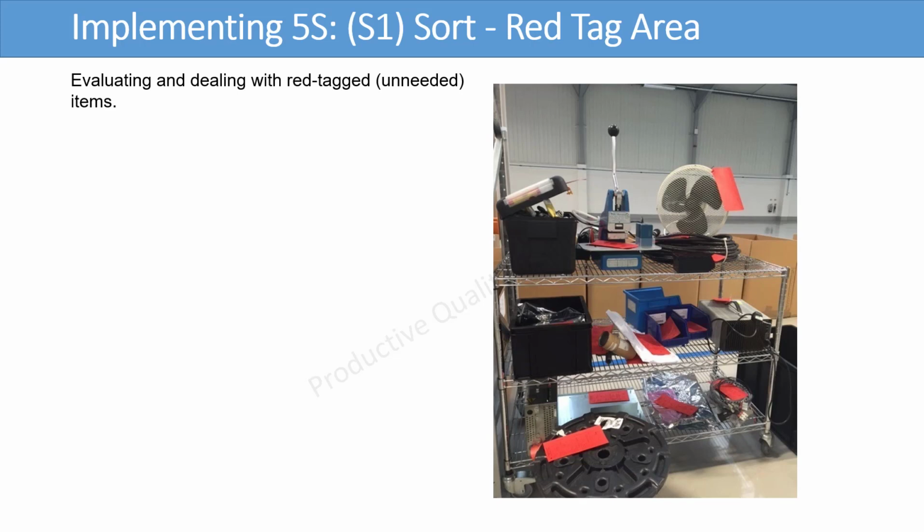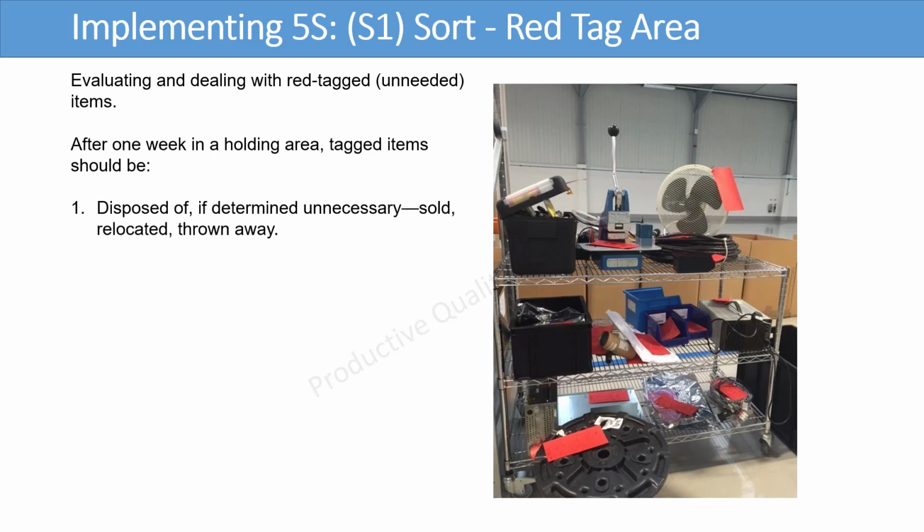Evaluating and dealing with red-tagged, unneeded items. After 1 week in a holding area, tagged items should be: 1. Disposed of, if determined unnecessary, sold, relocated, or thrown away. 2. Kept, if determined necessary.